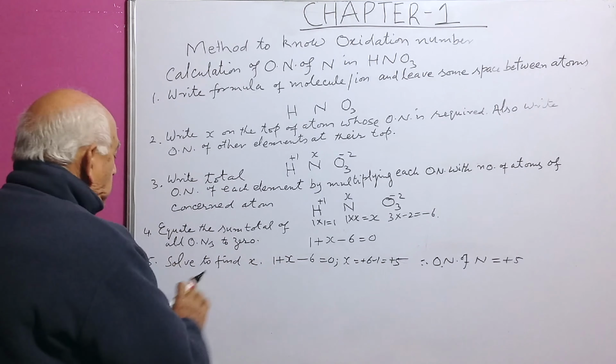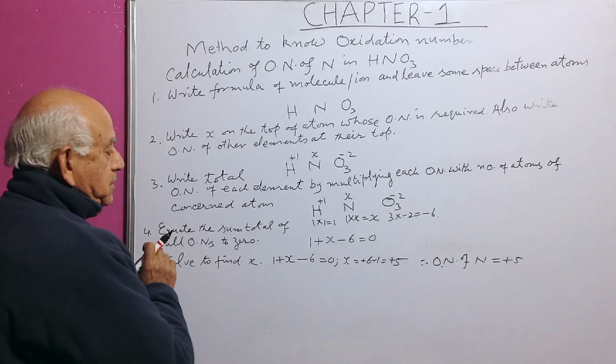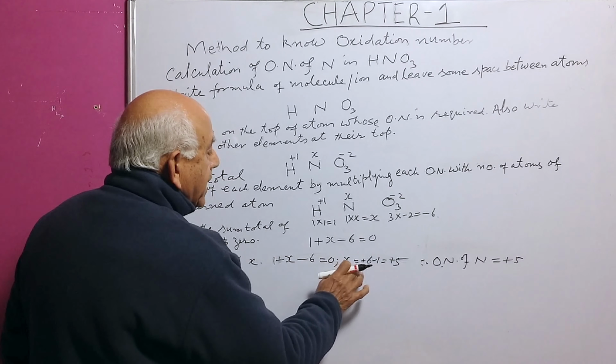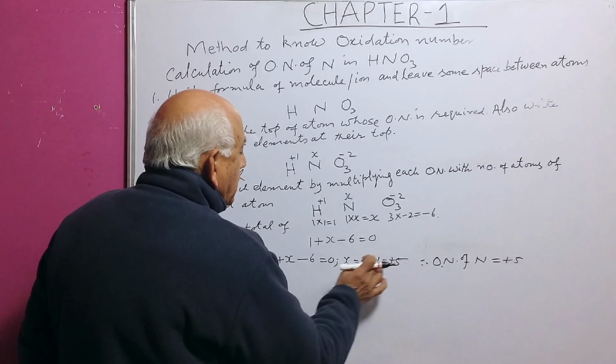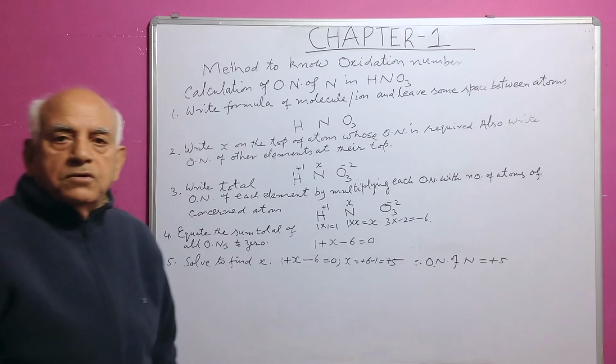Now, solve the equation to find X. 1 plus X minus 6 is equal to 0. X will be equal to plus 6 minus 1, that is plus 5. Therefore, oxidation number of nitrogen is equal to +5.